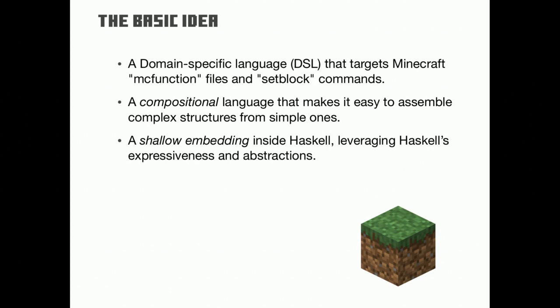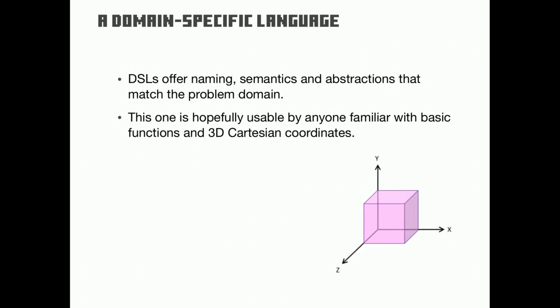And because it's in Haskell, we don't have to, but we can use all of Haskell's abstractions and so on to help us build these structures. Why DSL is a name that's used quite a lot. You could think of this as just a library, but hopefully it's usable by anyone who is familiar with basic functions and 3D coordinates. There are no matrices in here or anything like that. I've tried to keep it very, very simple, but being in Haskell, you can make it as complicated as you want.